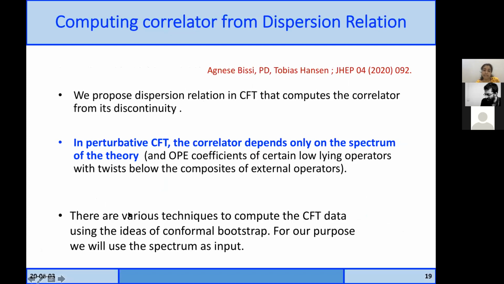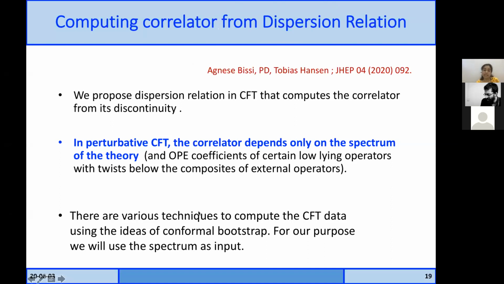Now there are various techniques to compute the CFT data using the ideas of conformal bootstrap. So you can just use large spin bootstrap. Sorry, is there a question? Is there a question? Not on my end. Nirmalya, is there anyone? No, there are no questions. Please go on.